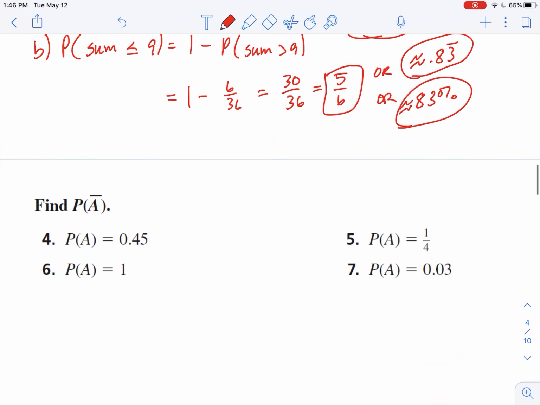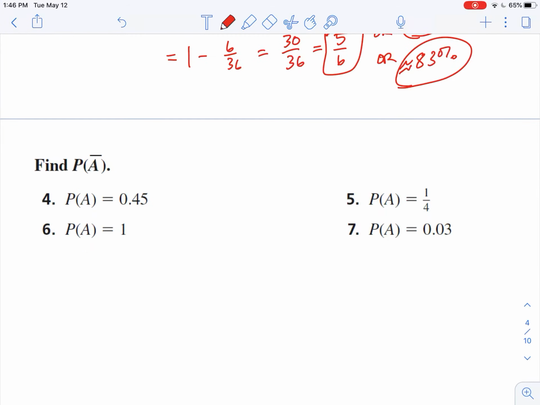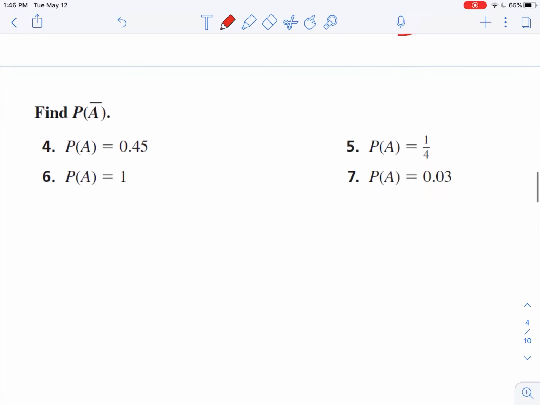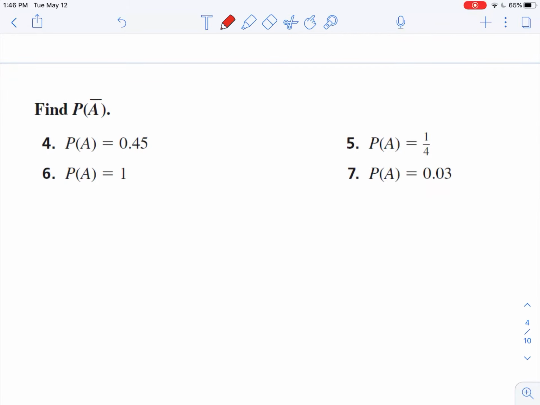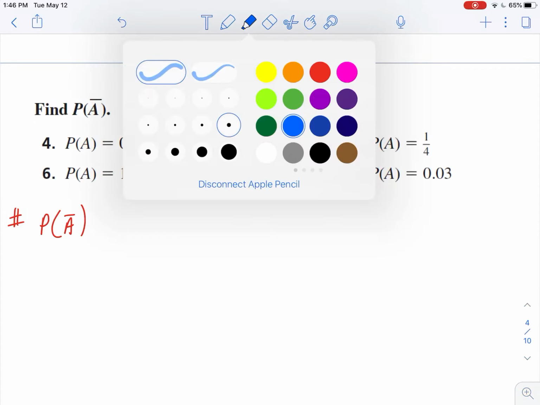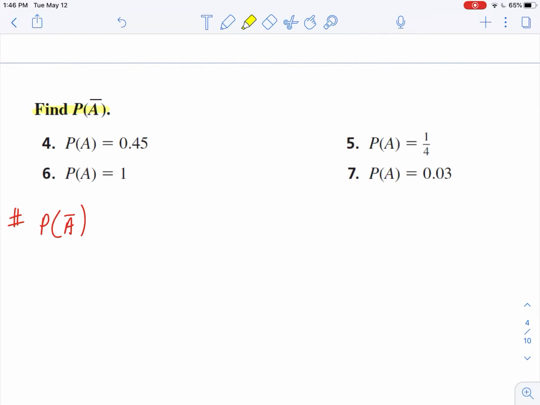So let's look at a couple of practice problems again. If you want to pause and see if you can figure these out on your own, but this is going to be pretty straightforward. So problem number 4, if I'm asking you to find the probability of a complement, and that's what we're asking you to do, find the probability of the complement of A. Well, again, keep in mind how we do that is we say 1 minus the probability of A. So 1 minus 0.45 is, of course, 0.55. And that was problem number 4.